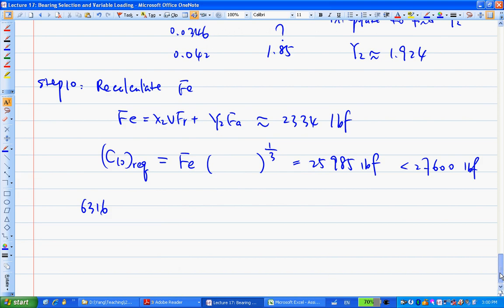So take a look at the lecture notes, and there's also an additional document which I call comparisons on the bearing selection approach. So there are two documents. If you like, you can take a look at that. I'll upload it on Blackboard.